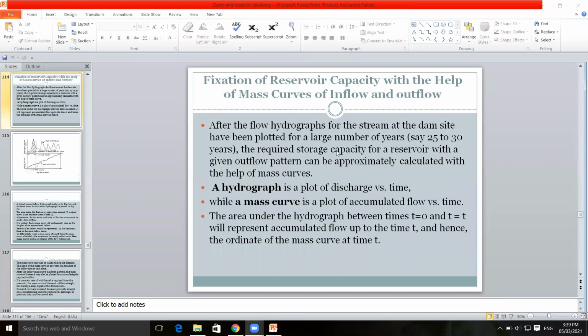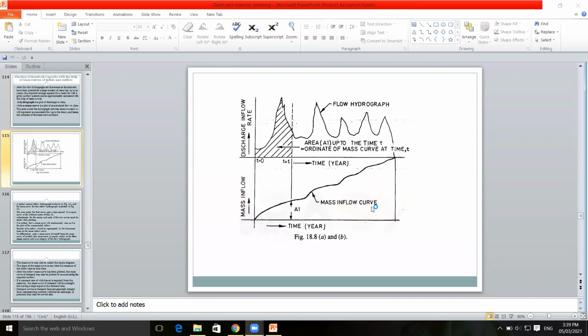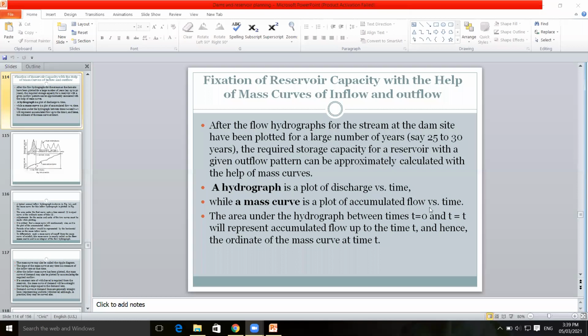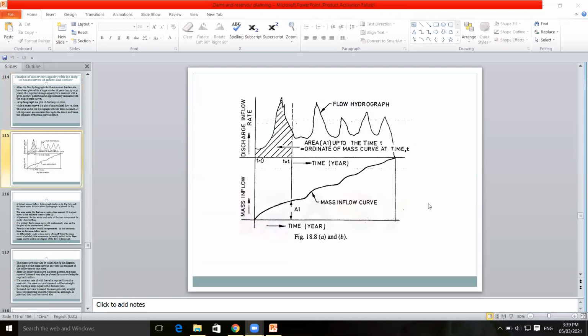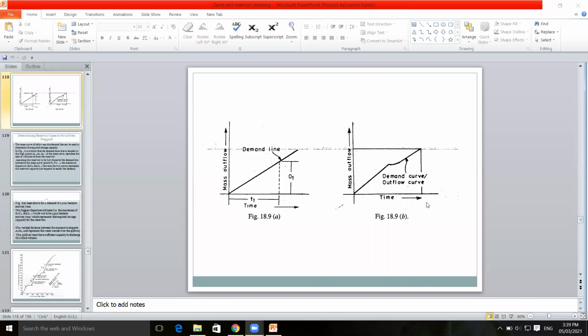Then determination of reservoir capacity with the help of mass curves of inflow and outflow. The graph is drawn between discharge versus time. That is known as the flow hydrograph, and the mass inflow curve is drawn. This is a graph of accumulated flow versus time. And again, the mass outflow curve is drawn between the accumulated outflow and the time in years. This is the mass outflow curve.